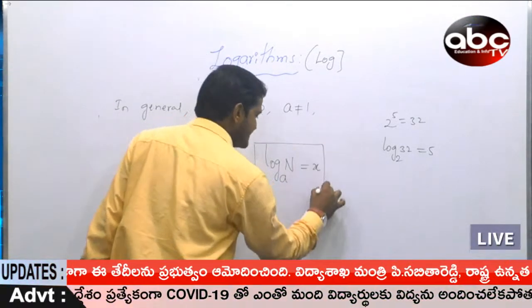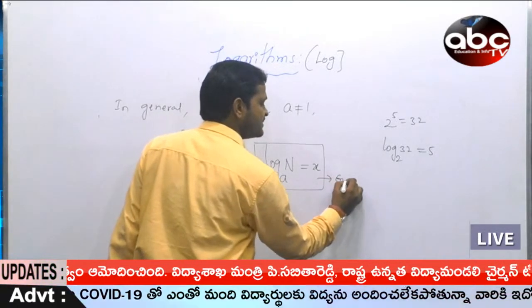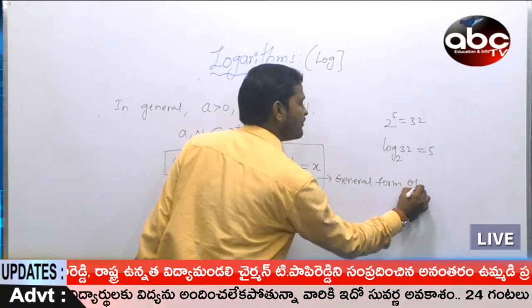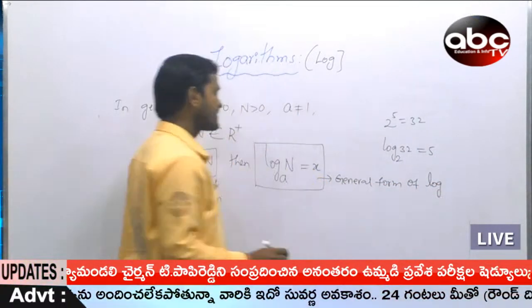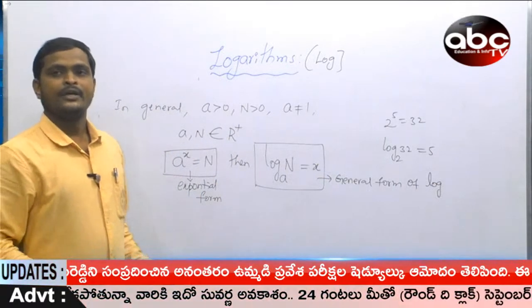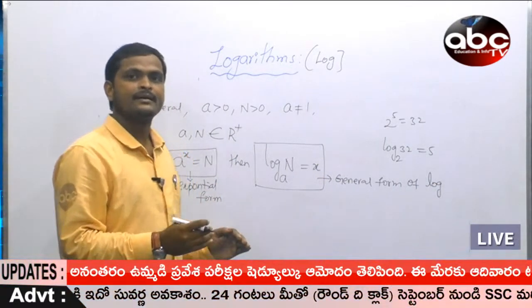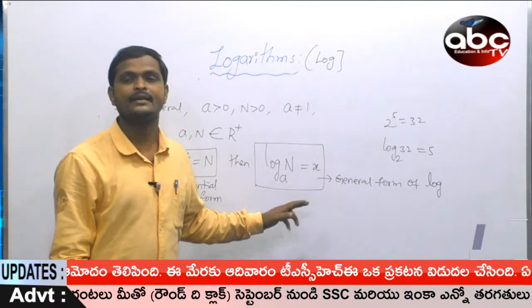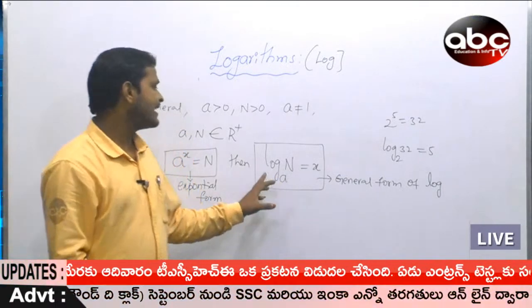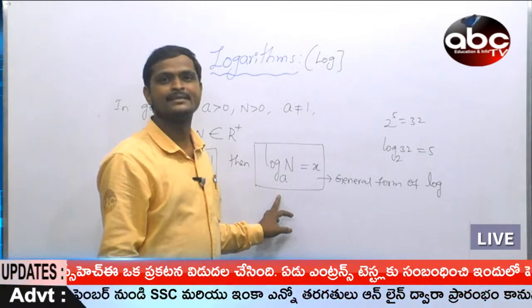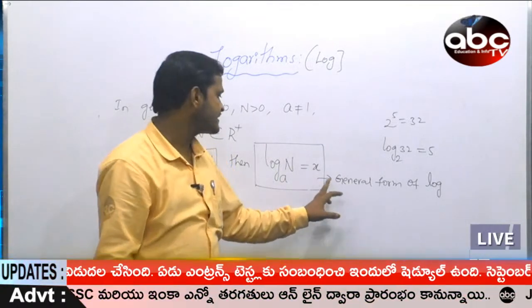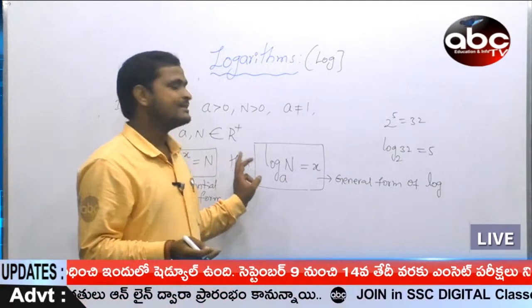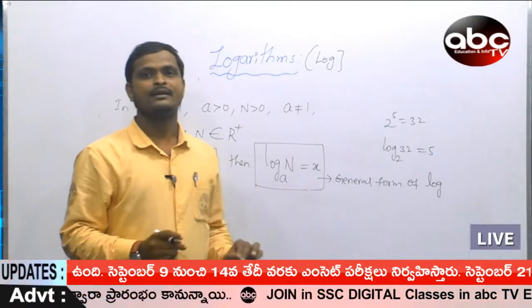This is the general form of log. Okay, is it clear, students? You can convert any number from exponential form into log, that is the general form of log. Then log n to the base a is equal to x. What is x here? Exponent or index or power. This is the general form of logarithm.